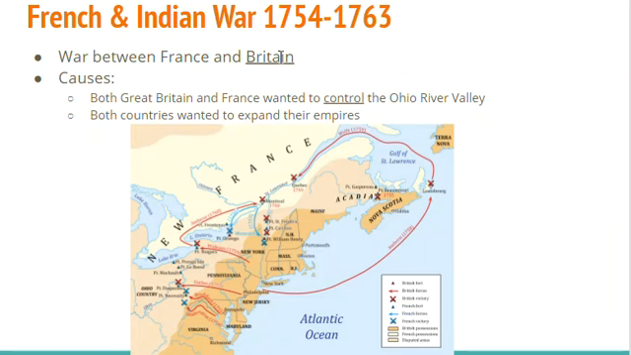So now the French and Indian War is about to start. It's a war between France and Britain. And it's caused because both Great Britain and France wanted control of the Ohio River Valley. And both countries wanted to expand their empires.